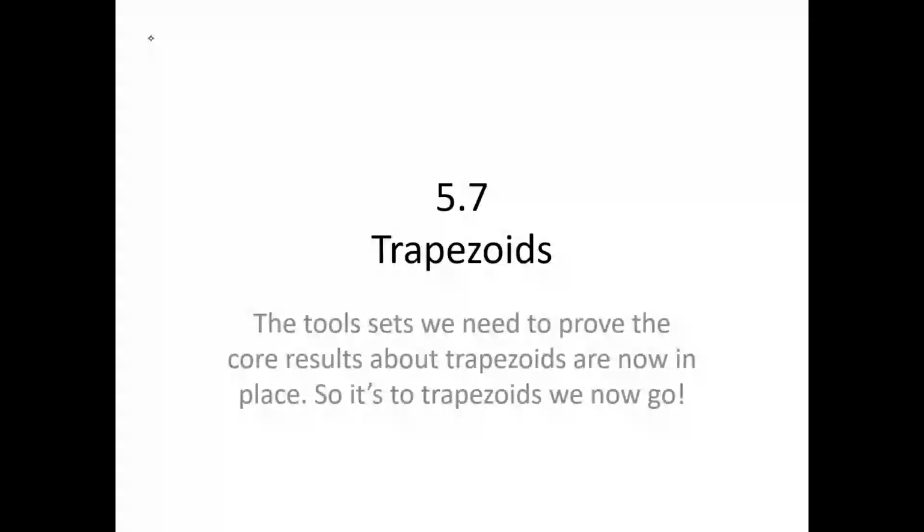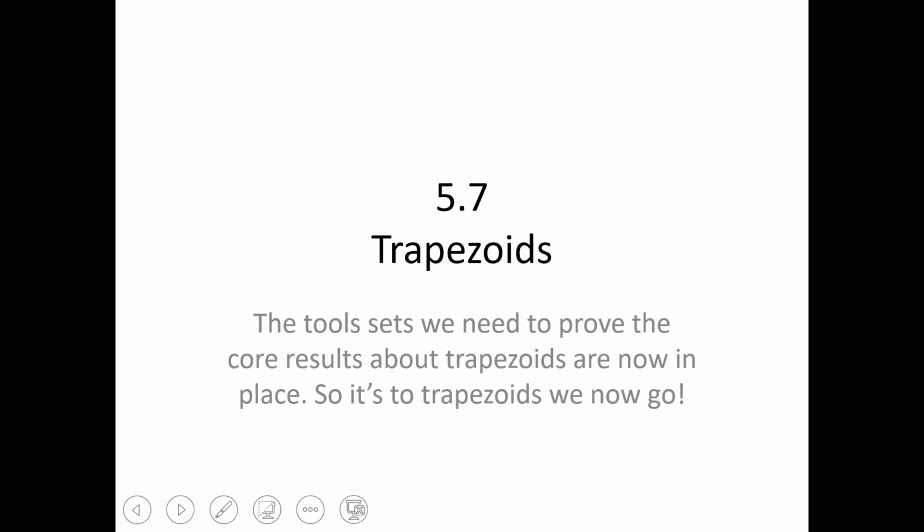Our final topic here in Chapter 5 is trapezoids. It's truly one of the most fun topics in all of elementary Euclidean geometry. And as I said in the previous few sections, we now have two tool sets in place, the tool sets of congruence and parallels, and that allows us to prove all sorts of wonderful results, and this certainly is true of trapezoids as well.